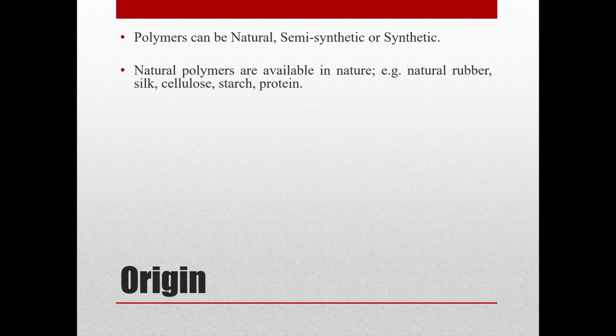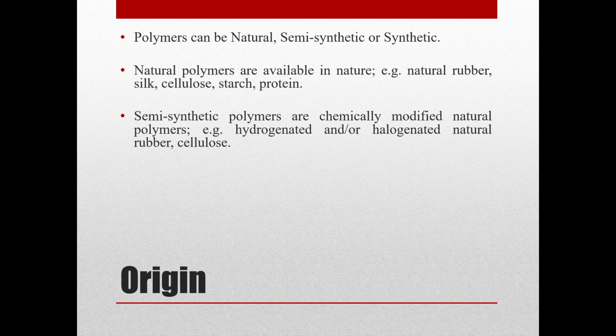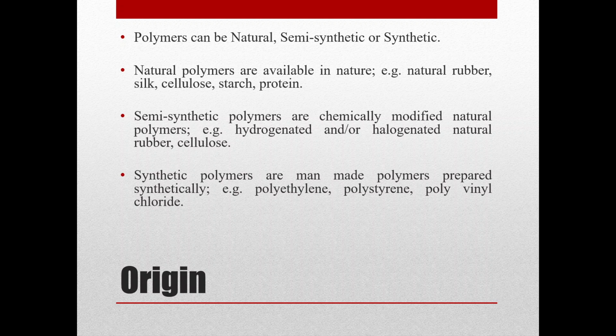Natural polymers are available in nature, for example, natural rubber, silk, cellulose, starch and protein. Semi-synthetic polymers are chemically modified natural polymers. Examples are hydrogenated and or halogenated natural rubber or cellulose. Synthetic polymers are man-made polymers prepared synthetically, for example, polyethylene, polystyrene, polyvinyl chloride.